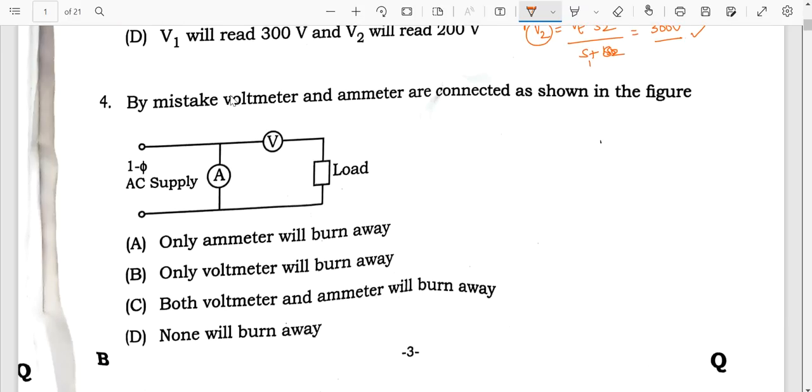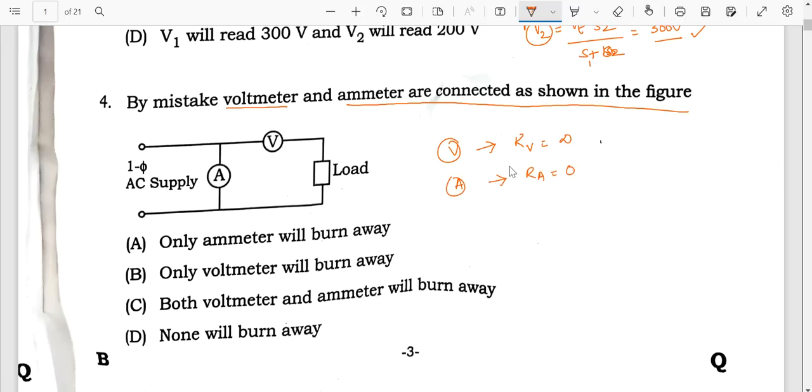So by mistake, a voltmeter and an ammeter are connected as shown in the figure here. The options are such that we must say which meter is going to be burned away. Simple. Whenever you have a voltmeter, ideally it will have a resistance of infinity. Similarly, what resistance will an ammeter have? Our ammeter is going to be 0.